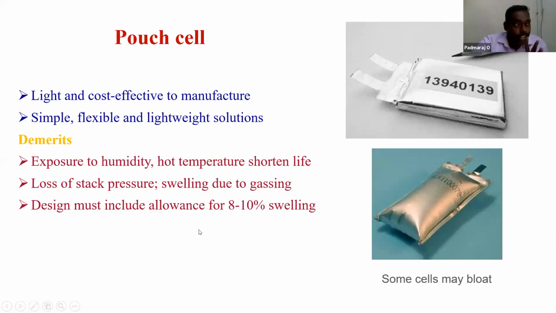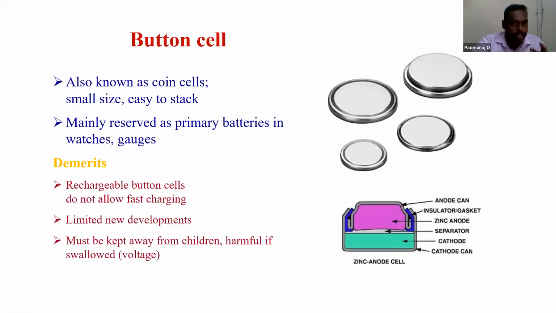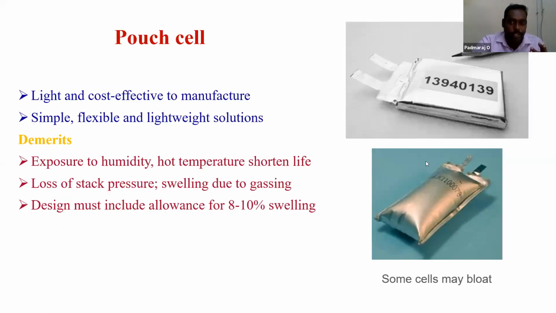So in total we have seen four different types: cylindrical, button cell, prismatic, and pouch cell. The pouch cell is the bulged one, and we also use pouch cells in our mobile phones. It is light and cost effective to manufacture. There is no metal case, only aluminum foil. So it is lightweight, can be used in small spaces, and is a simple, flexible and lightweight solution.